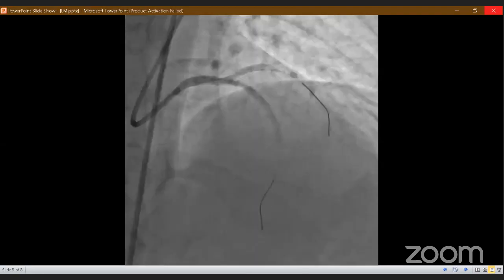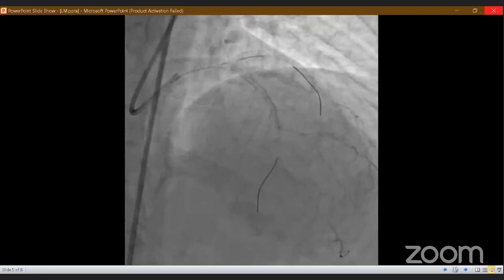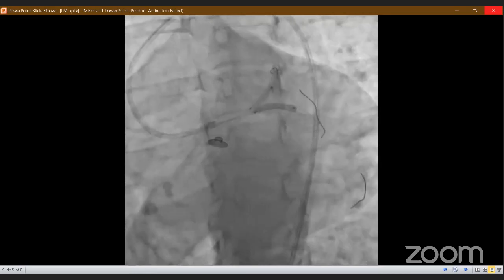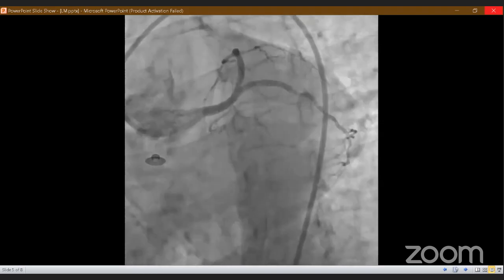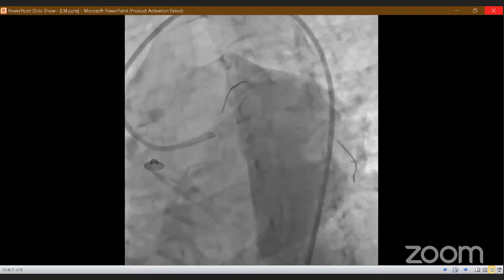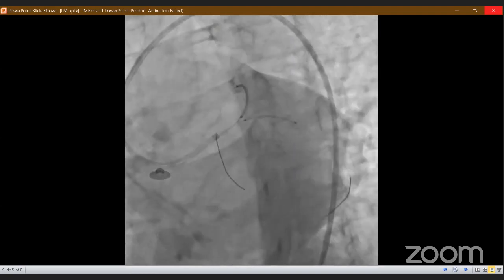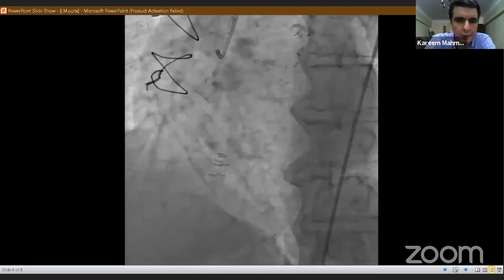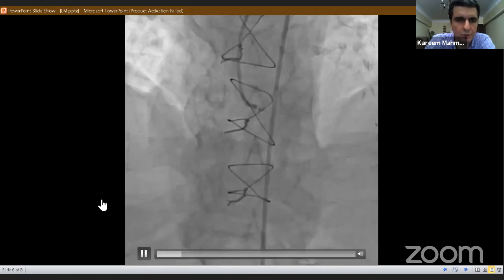The recommendation is to use physiological assessment. And for physiological assessment, it is FFR, not IFR, because we do not have till now validation of the use of IFR for lesions at the left main. It is FFR. And when we use FFR, it should be done in both directions, towards the LAD and towards the circumflex. And if either vessel proved to be less than 0.8, then this left main should be fixed. Okay. Thank you, Dr. Karim, and thank you, Ahmed, for showing this nice case. You can proceed now.